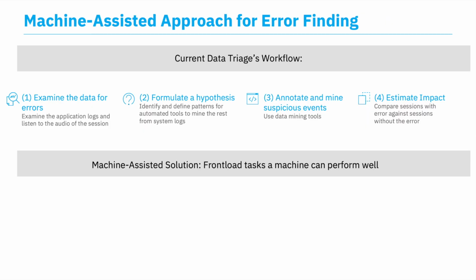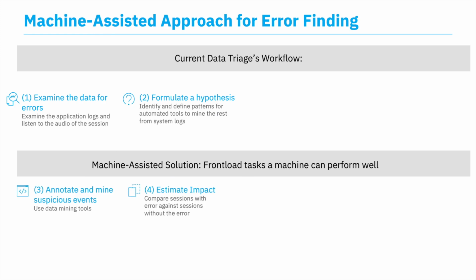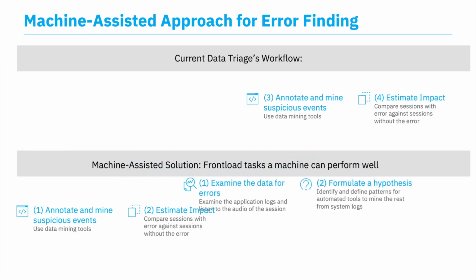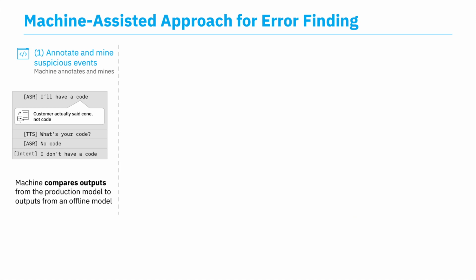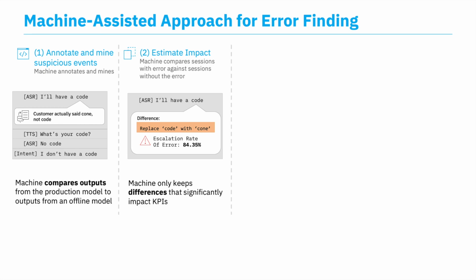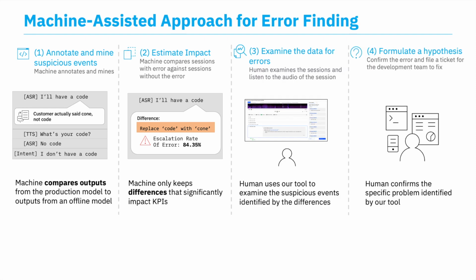In our work, we introduce a machine-assisted solution where the tasks are reordered so that the tasks a machine performs well are front-loaded. A machine can very easily and quickly annotate and mine suspicious events, and then estimate the impact by calculating the escalation rate. This is done by comparing the outputs of the conversational AI agent's model in production to the outputs of an offline model. These differences in the outputs of the production model and the offline model are used to guide the data triage team on which sessions to inspect.